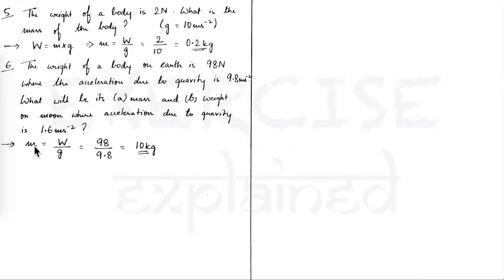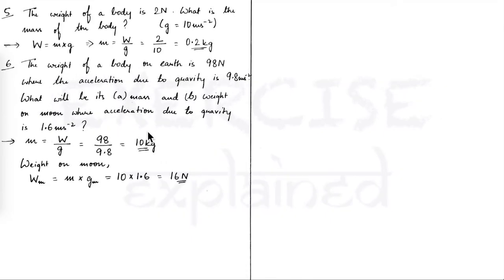So we find the mass from the formula W is equal to M into G, as you can see here. So M happens to be W by G. So I have directly written M is equal to W by G. That is 98 divided by, because W is 98, divided by G is 9.8. So we get it as 10 kg. So the mass happens to be 10 kg. So we have got A part of the question.